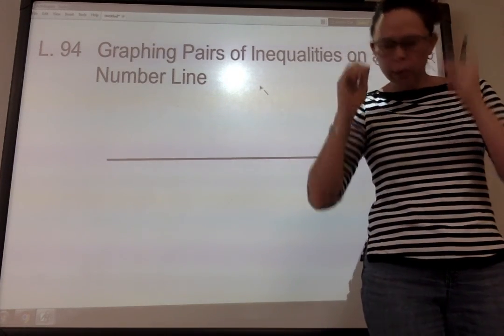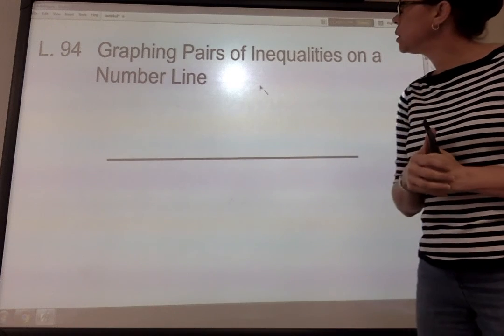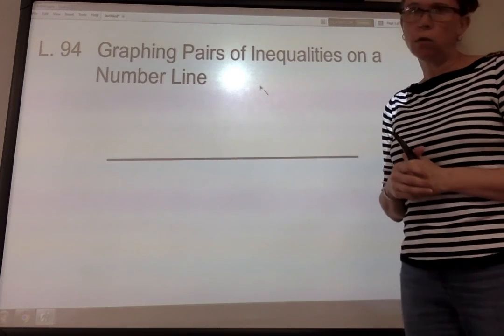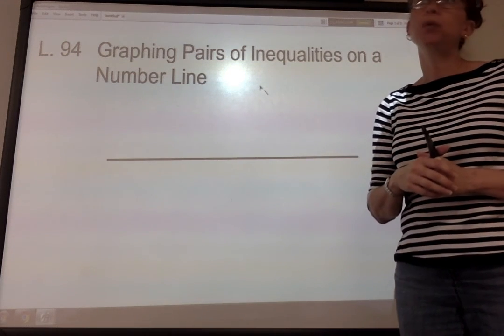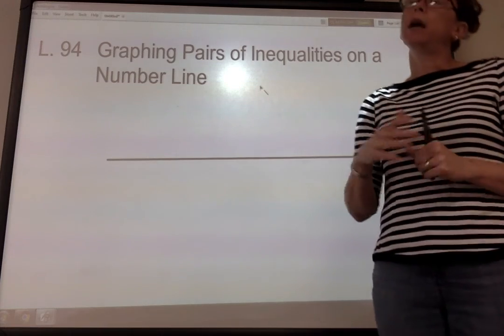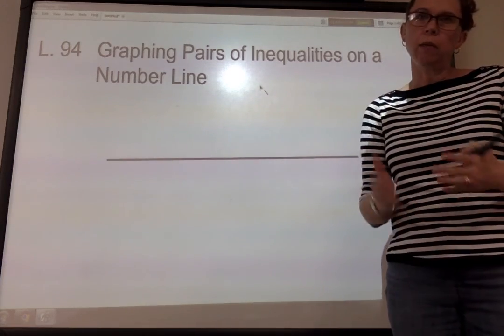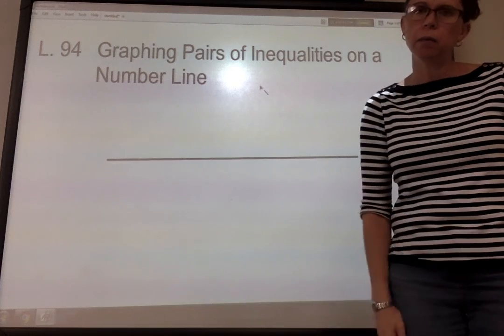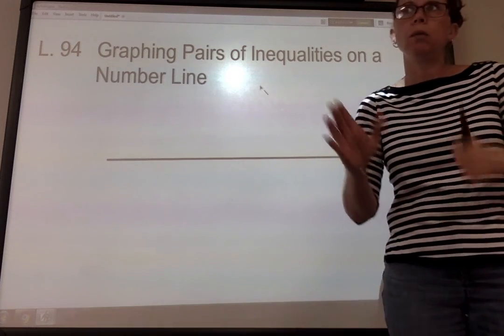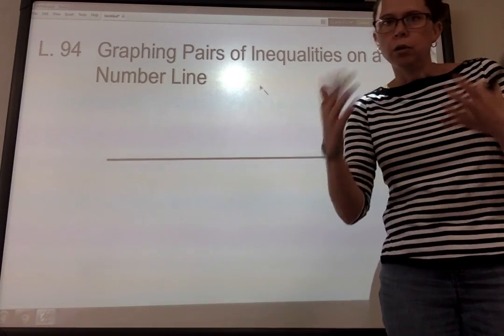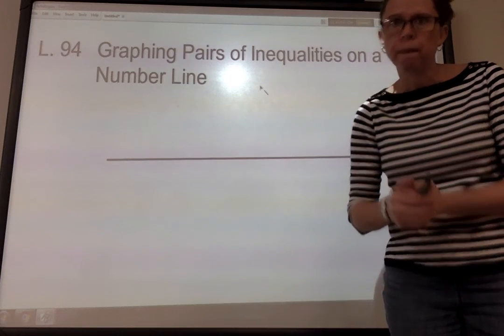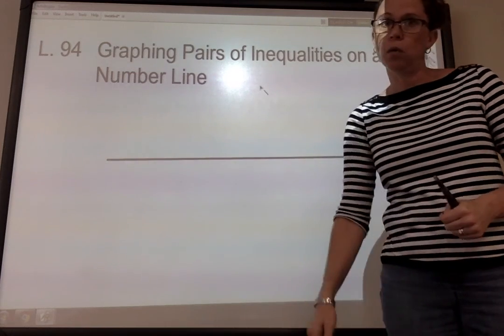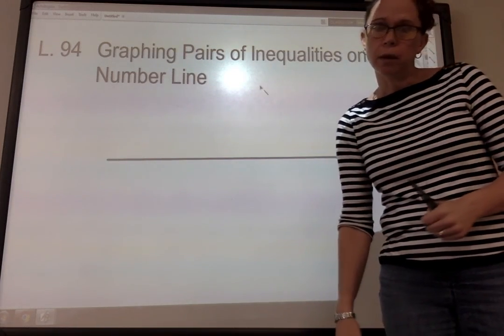Lesson 94 is kind of an interesting lesson. We're going to be talking about graphing pairs of inequalities on a number line. We've been doing problems where we have to solve an inequality and then graph it on a number line. Today we're going to take what we learned about sets, intersection, and union, and relate it to inequalities and graphing them on a number line.